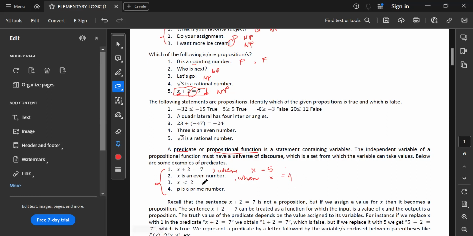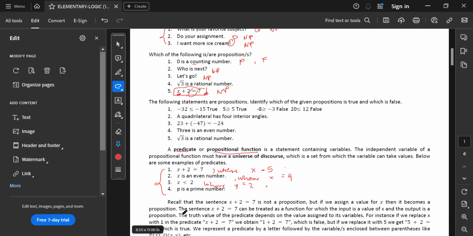And then here, what if x is 2? For x is less than 2, it is a proposition, but at the same time this sentence is false. Because equal na siya, so this does not hold, since only less than is used, not equal.